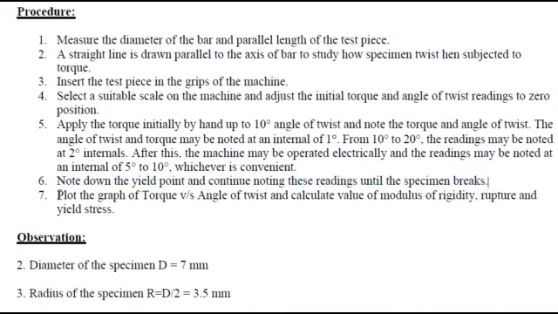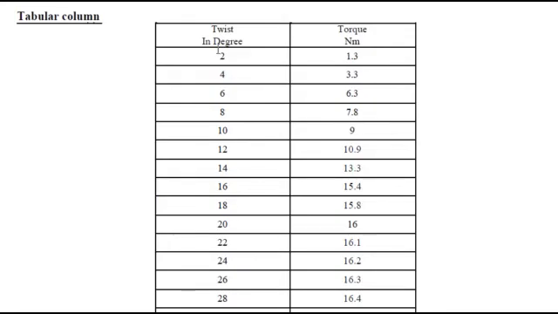Then we have to note down that yield load to calculate the torsional yield strength. After that, as in tensile testing, we have to plot the torque obtained on the scale versus the angle of twist. Then, calculating the slope of that line, we will get the modulus of rigidity. The tabular column goes like this. As I said, for each 2 degrees, we have to note down the torque in the dial.